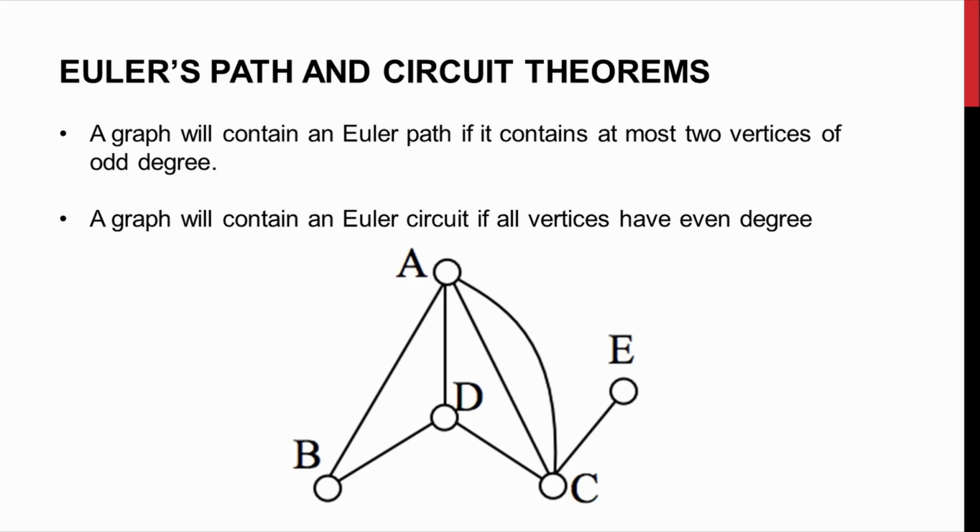So by Euler's theorems, this graph has an Euler path but not an Euler circuit. So this has degree 4, degree 2 and degree 4, and these have odd degrees, D and E. So Euler path yes and Euler circuit no.